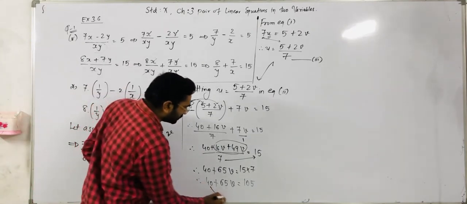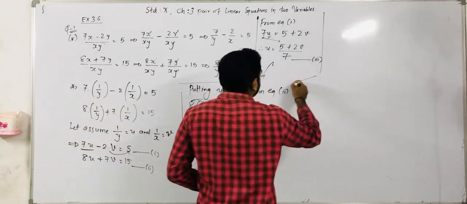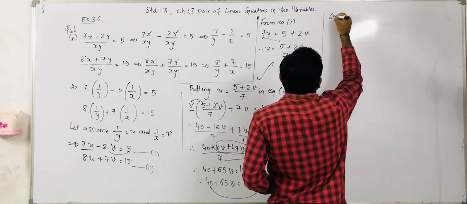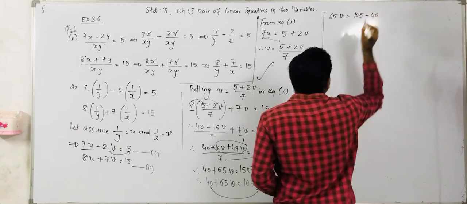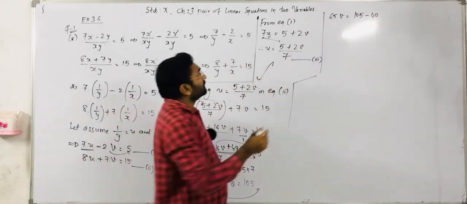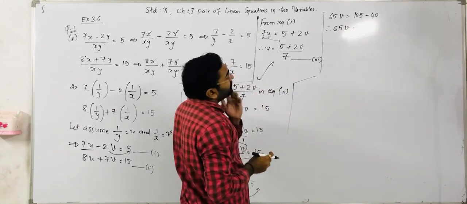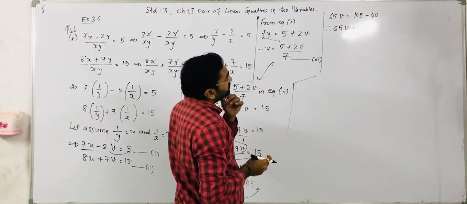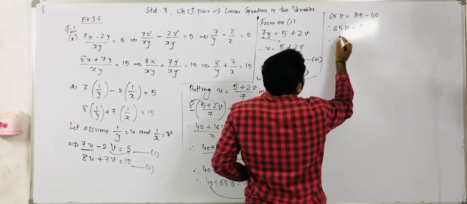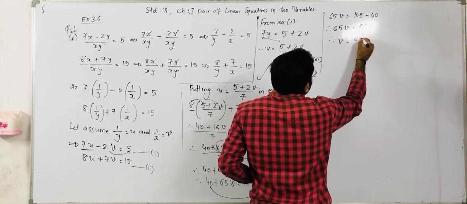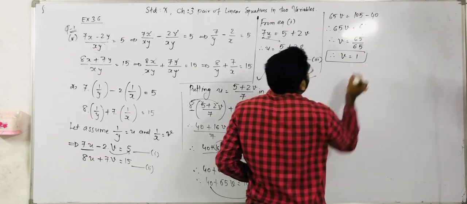So that plus 40 goes to the right hand side of the equal sign, so it becomes minus 40. So we get 65v is equal to 105 minus 40. So we get 65. Now that 65 goes to the right hand side in the denominator. So 65 upon 65, we get the v value as 1.